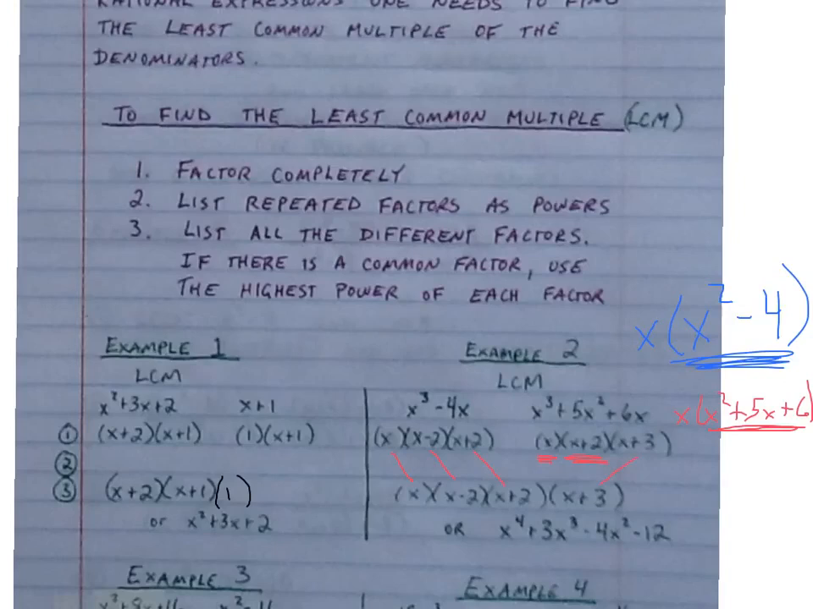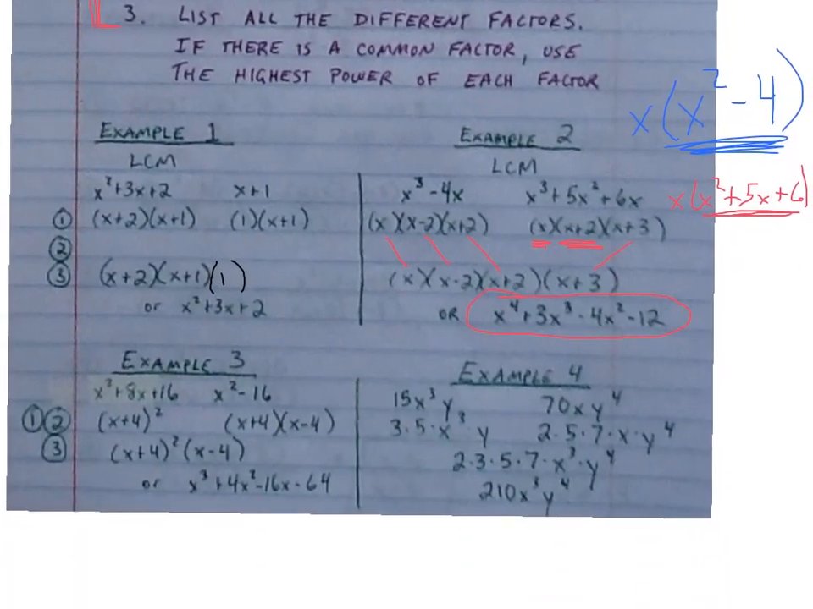This is a rather lengthy least common multiple, but if we wanted to distribute it all out, we would get the quartic polynomial listed here. I'm going to show you the bottom two examples which do employ what I'm describing here in step 3. So let's scroll up here.